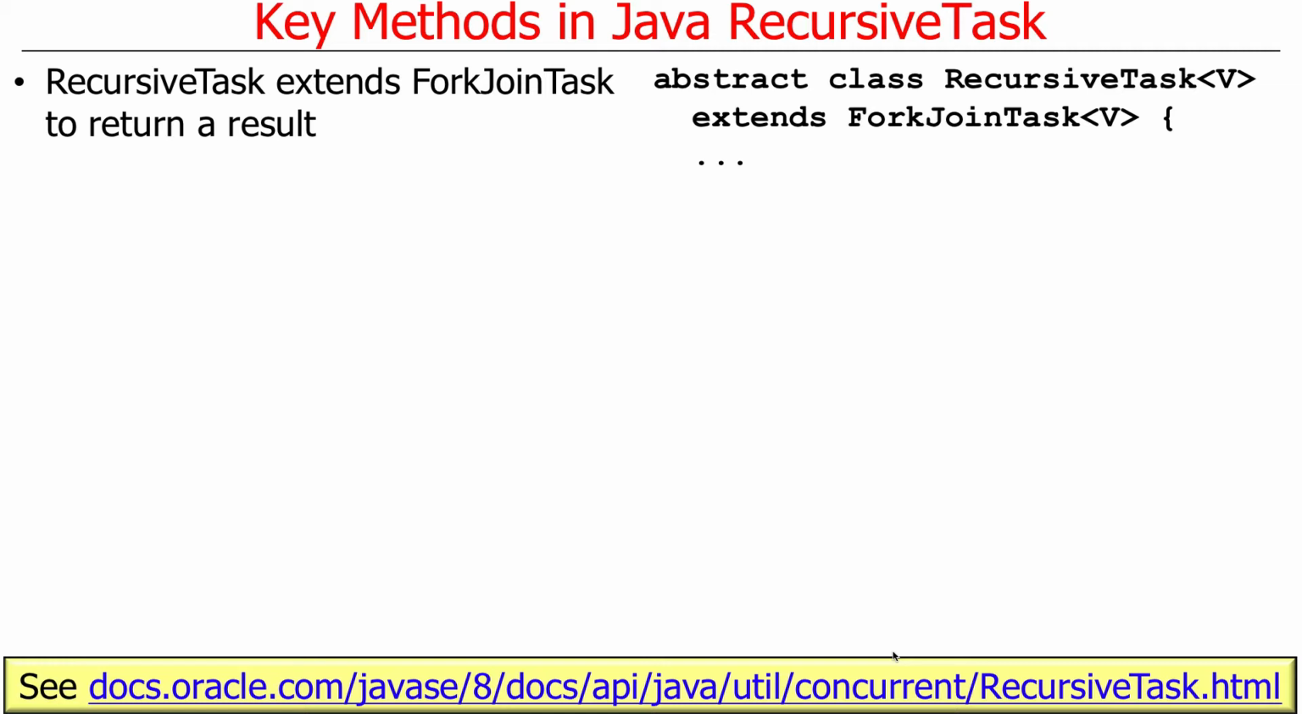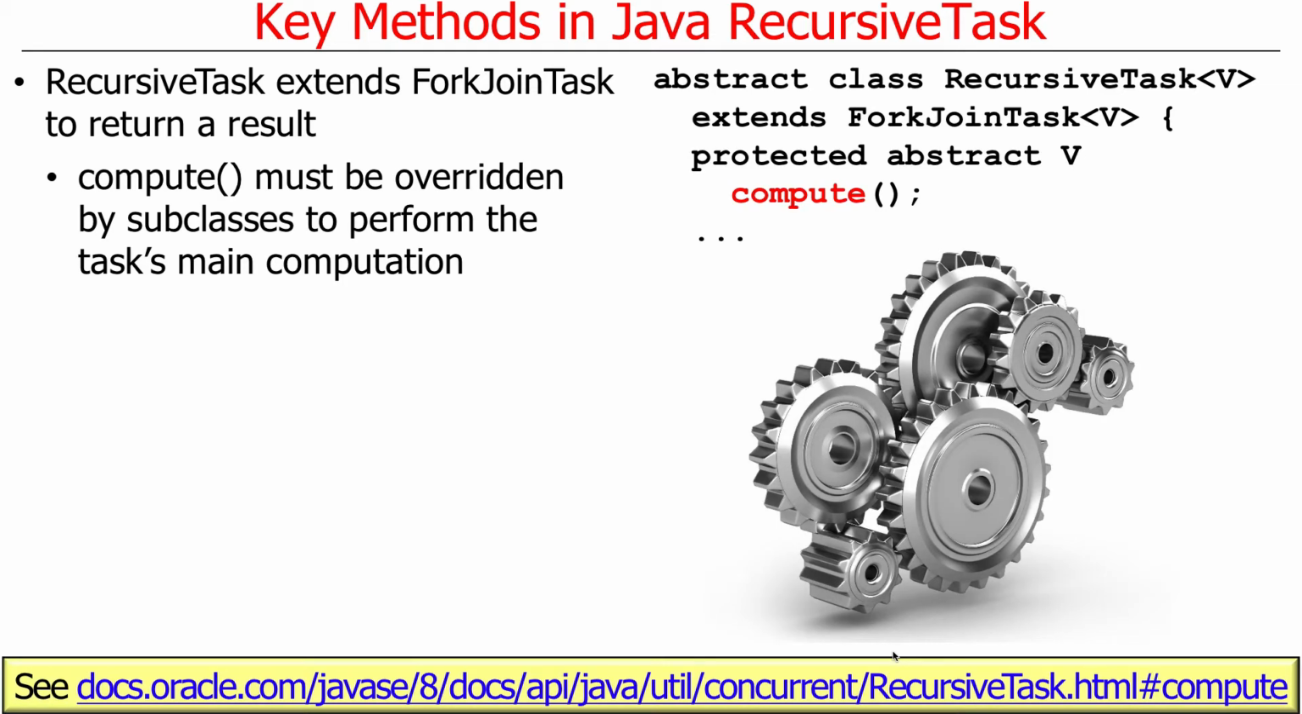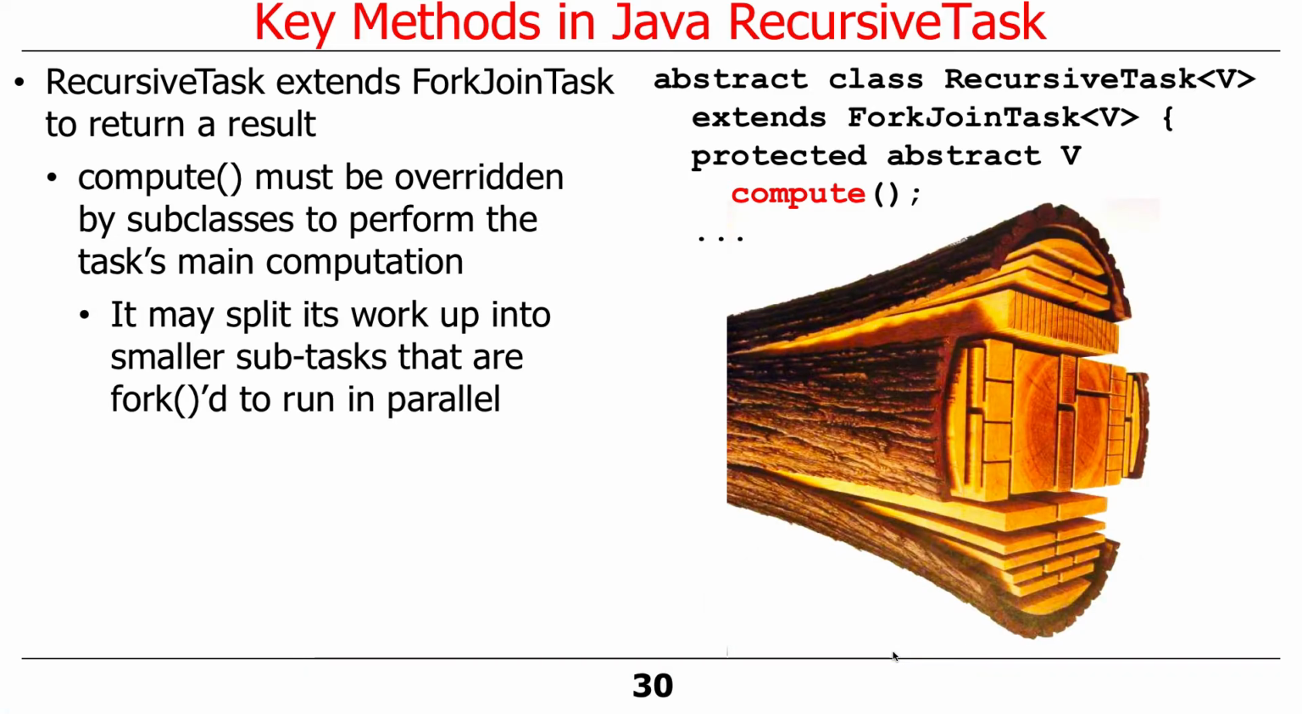So recursive task extends ForkJoinTask to return a result, which is type V, which is the value. And you have to override the compute method. So you can see compute is an abstract method which you have to fill in. And the way this is going to work is the compute that you write may actually split up this task into smaller subtasks, right? So it may recursively fork some more.